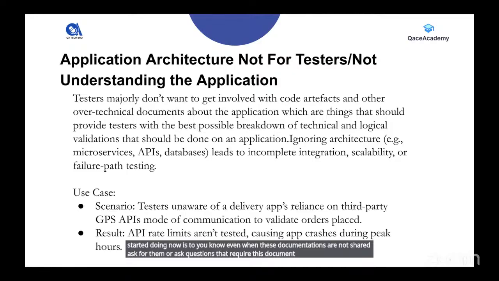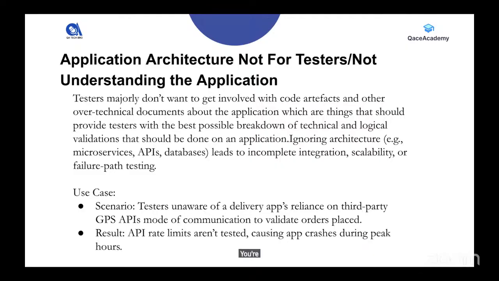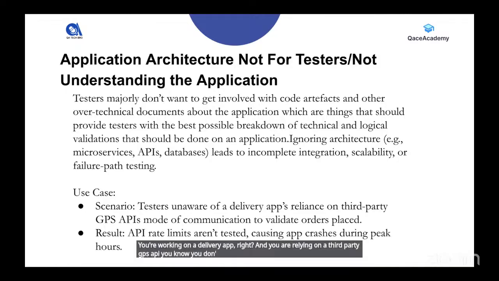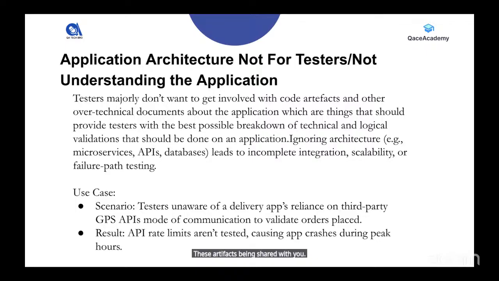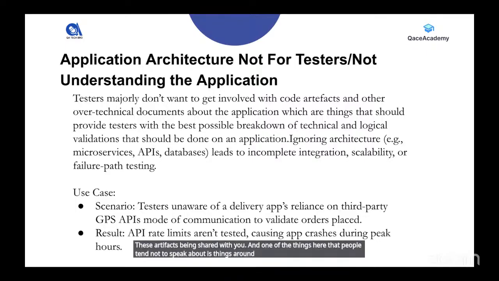Say, for example, you're working on a delivery app, and you are relying on a third-party GPS API. You should ask: which API are we relying on to achieve this? If one of them is down, how many do we have in place? Ask these questions that prompt these artifacts being shared with you. And one of the things people tend not to speak about is verifications. You want to look at databases.